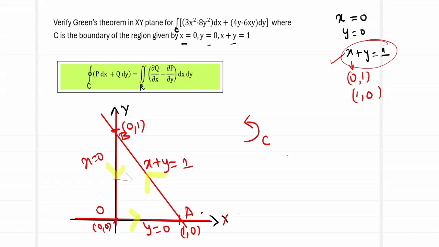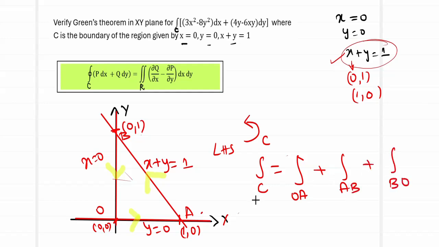So I can write in this simple format that my integral along the closed curve C, which is on my left hand side, can be split and written as three integrals: along the line OA, along the line AB, and along the line BO.